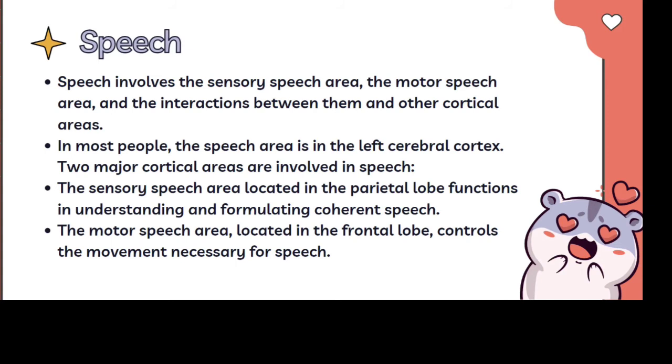Speech. Speech involves the sensory speech area, the motor speech area, and the interaction between them and other cortical areas. In most people, the speech area is on the left side of the cerebral cortex. Two major cortical areas are involved in speech. The sensory speech area, located in the parietal lobe, functions in understanding and formulating coherent speech, and the motor speech area, located in the frontal lobe, controls the movement necessary for speech. Damage to these parts of the brain or associated brain regions may result in aphasia, absence or defective speech or language comprehension.